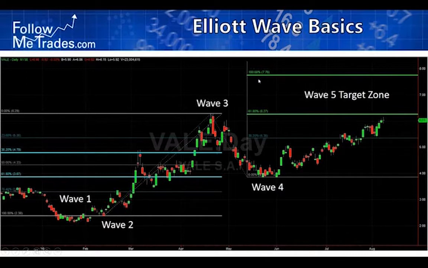Okay, so we look for those patterns. We look for a breakout into wave 3. We sometimes trade wave 4. Wave 5s are the highest probability. So we just look for some, I call them shapes, on the chart.